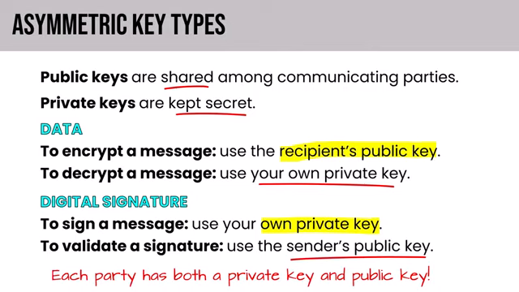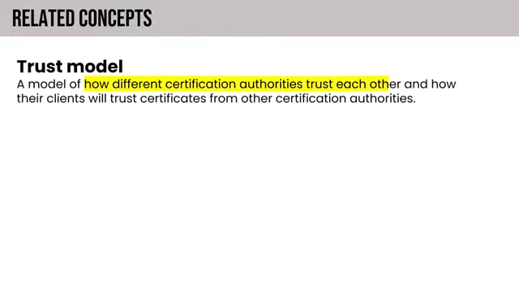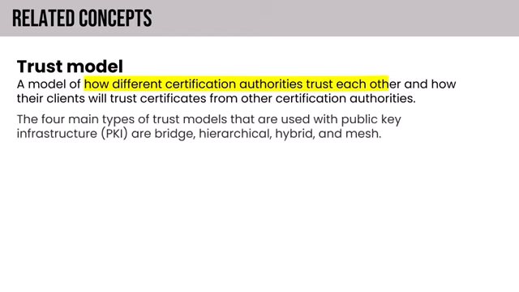The scenario we saw in that example a moment ago often comes in the form of certificates, which contain a public-private key pair, and the trust model explains how different certification authorities, which issue certificates, trust each other, and how their clients will trust certificates from other certification authorities. The 4 main types of trust models that are used in public key infrastructure, in certificate services that is, are bridge, hierarchical, hybrid, and mesh. We'll dive into PKI a bit further in just a couple of minutes in case you're unfamiliar, so let's put a pin in that.